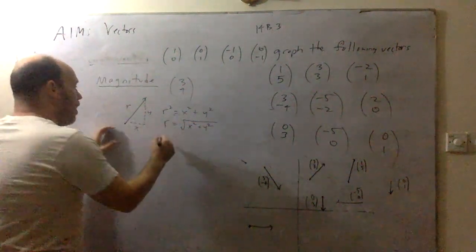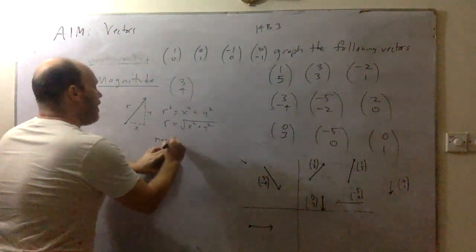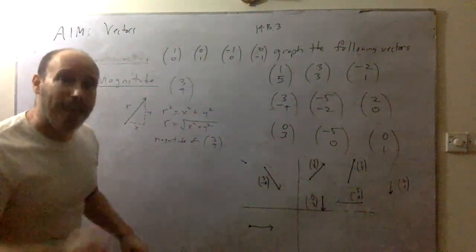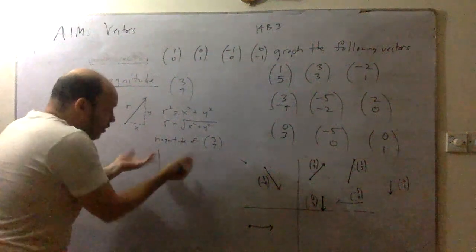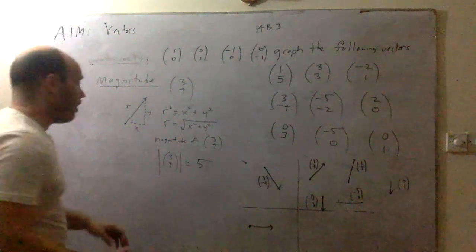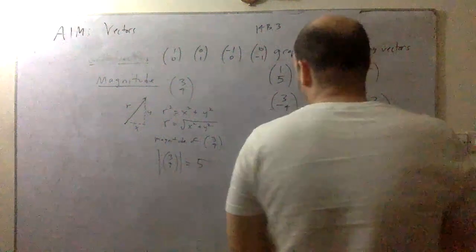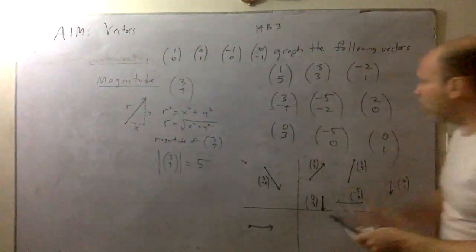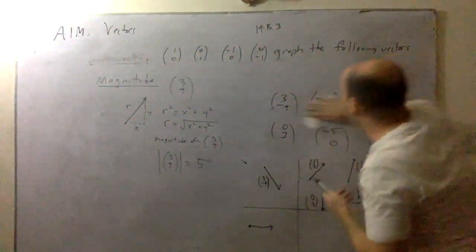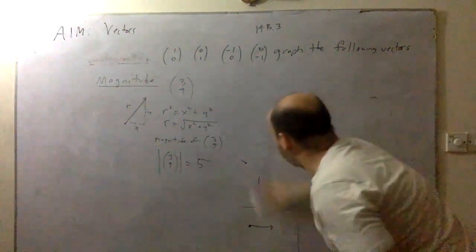And so in this case, the magnitude of 3, 4, which the notation we're going to use is like absolute value of 3, 4, is equal to 5. And so that's how we find the magnitude. It's very straightforward. And so you can find the magnitude of all of these. Now, it's really interesting because I want to put a bunch of vectors on here to make a point.